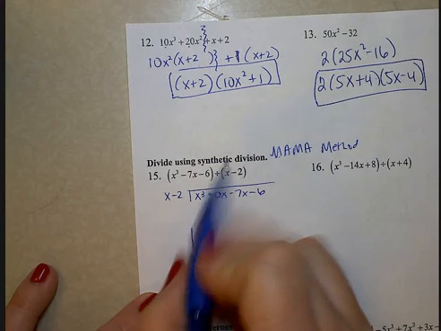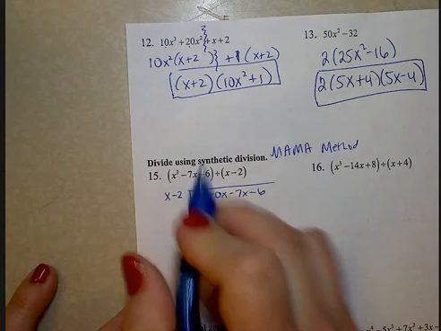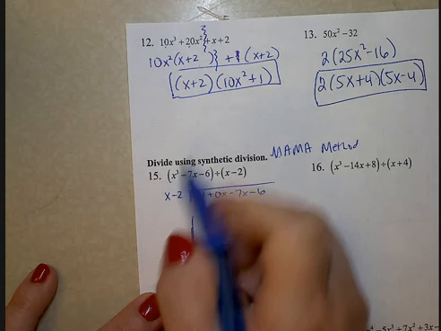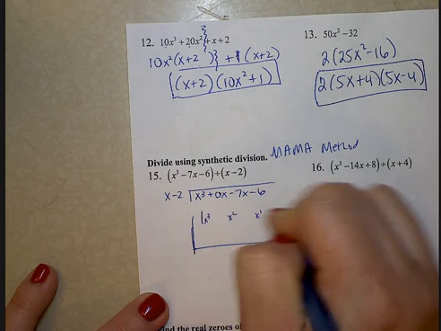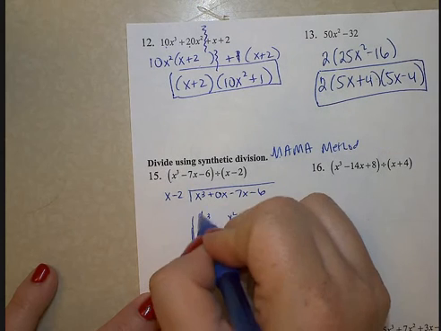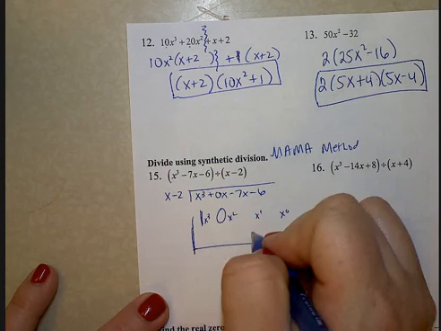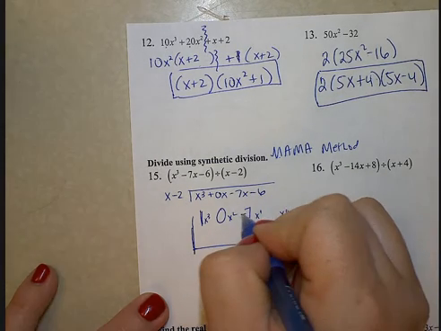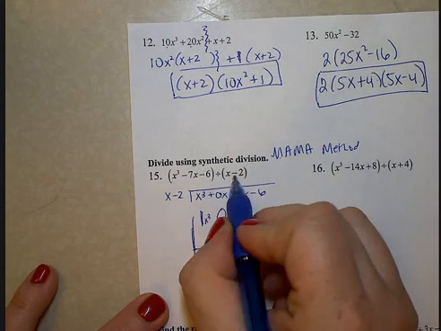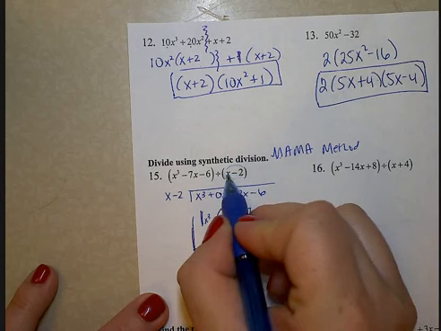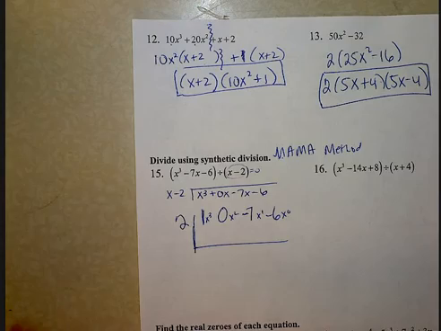So we do an upside down division bar. And now we have to represent the highest exponent, which is to the 3rd, 2nd, 1st, and 0. So 1 belongs to x cubed. There's no x squared, so it's a 0. Negative 7 corresponds with x to the 1st, and your constant is negative 6. Up here, what makes this equal to 0? It'd be positive 2. Okay, so I'm going to do the MAMA method.